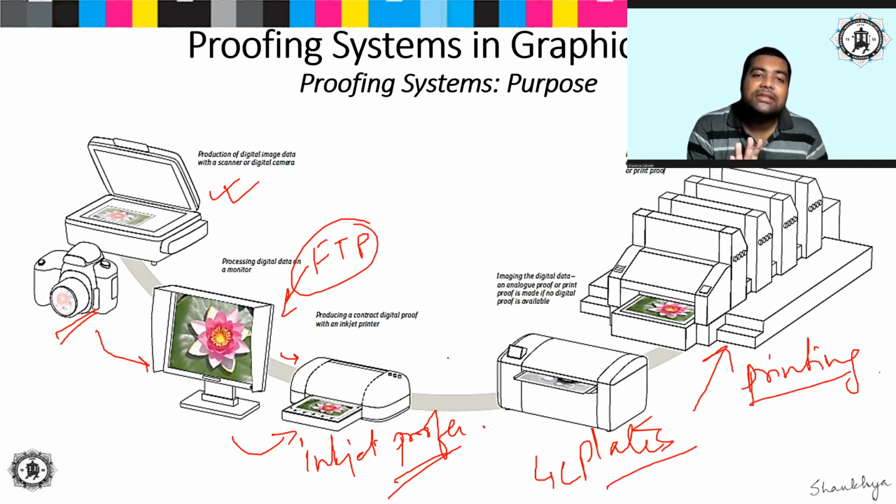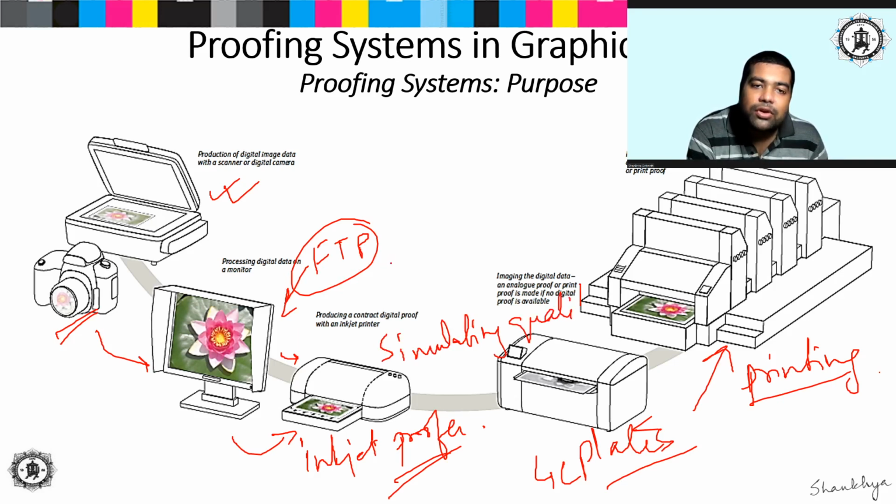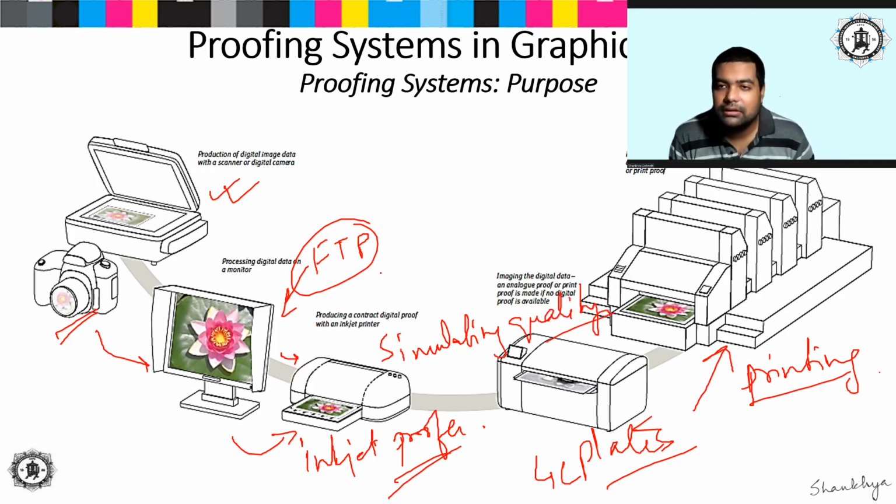Now what is the proof doing? Basically the proof is simulating the quality of the print that you are going to get through your offset machine. Okay, so now I will not go into a lot of detail into how it is doing, but a natural question that you might ask at this point is that how come I'm getting a proof or print from an inkjet printer and another print from an offset machine? How can they be similar?